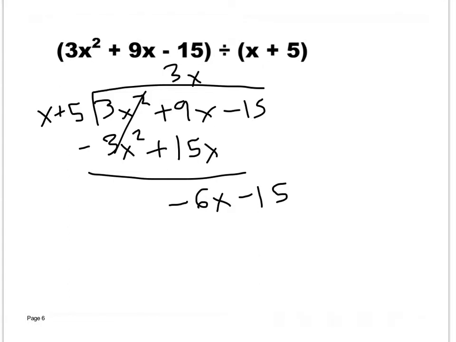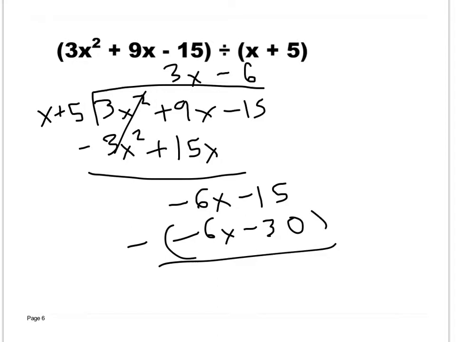So how do I get x into negative 6x? I would times by negative 6, right? So I have negative 6 times x. I get negative 6x. Negative 6 times positive 15 is negative 30. So I would subtract those. So that would be negative 6x minus negative 6x would get rid of it.